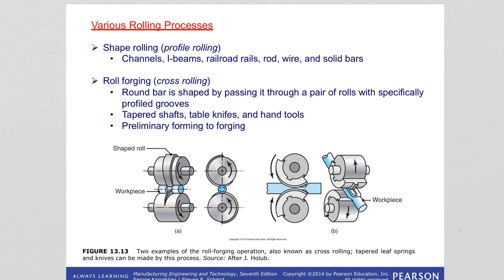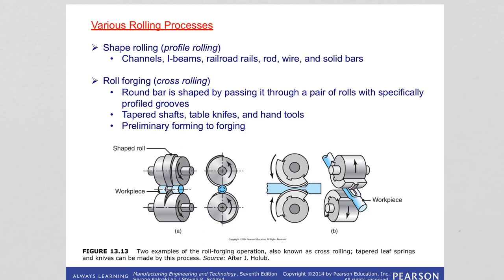So let's see various other rolling processes. We have seen flat rolling until now, and then we're going to see shape rolling and then some specific rolling processes. In shape rolling, straight long structural shapes such as channels, I-beams, railroad rails, and solid bars can be formed by shape rolling. It is also called profile rolling.